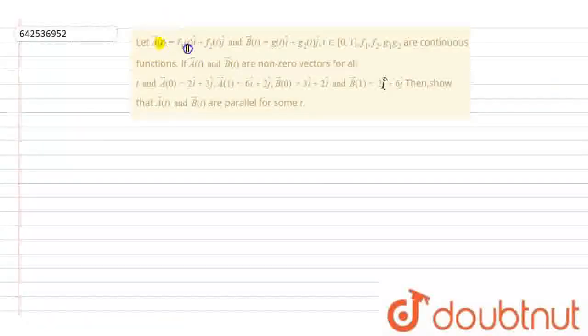Here the question says: let a vector A(t) be defined as f1(t)i plus f2(t)j, and B(t) as g1(t)i plus g2(t)j, where t belongs to 0 to 1. Here it is given that f1, f2, g1, g2 are continuous functions and the vectors are non-zero for all t. A(0) is 2i plus 3j, A(1) is 6i plus 3j, B(0) is 3i plus 2j, and B(1) is 2i plus 6j. Then show that the vectors are parallel for some t.